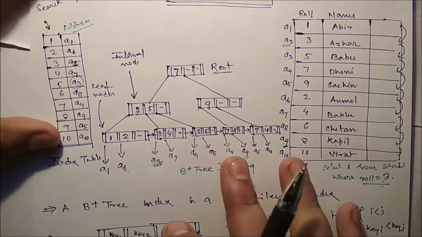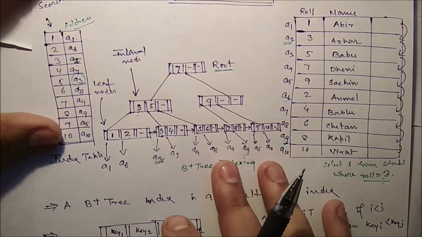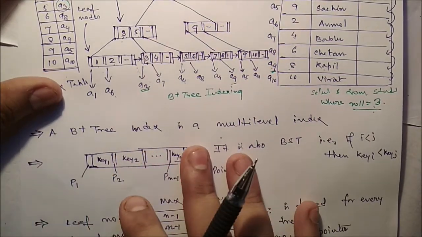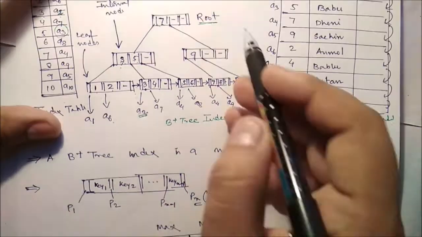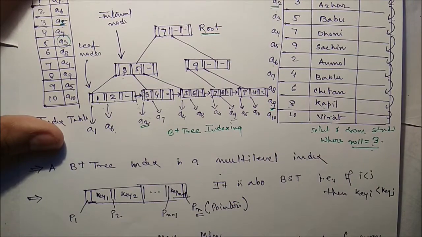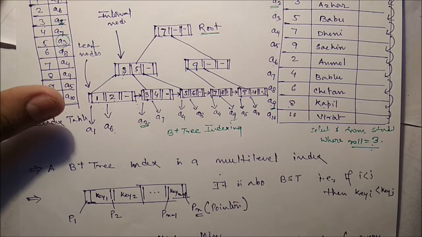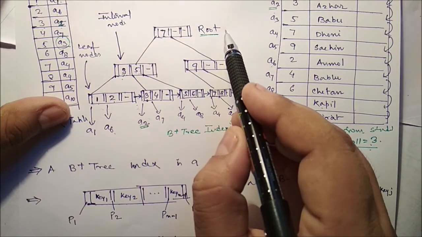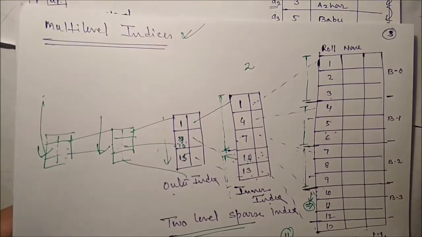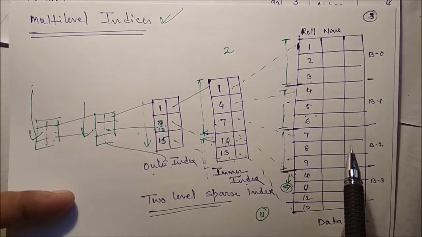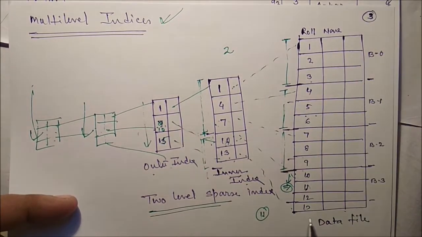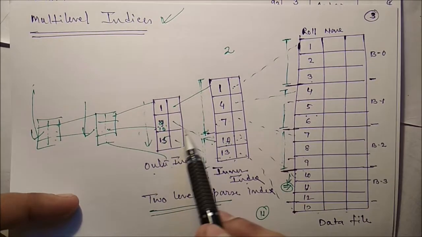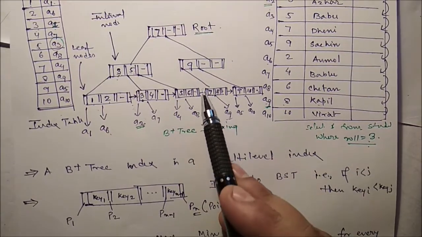Now see how to construct this particular tree. Before that, we have to know a few things. A B plus tree is a multi-level index. You can see this is nothing but our multi-level index. We have already seen what a multi-level index is: this is the inner level, and this is the outer level. This is our data file, this is our inner index, and this is the outer index. The construction is similar to this.